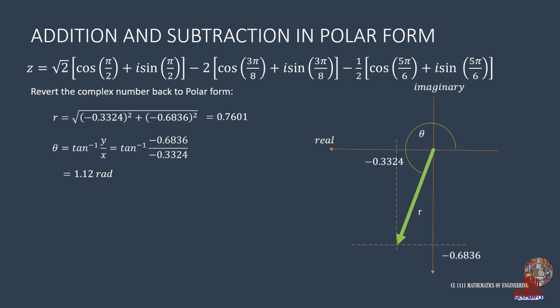If drawn on the Cartesian plane, theta is in the first quadrant. So the vector is aligned but in the opposite direction. So add half a revolution, pi, to get the proper argument of 4.26 radians. Thus, z is 0.7601 times cosine of 4.26 plus i sine of 4.26. In short, 0.7601 CIS 4.26.